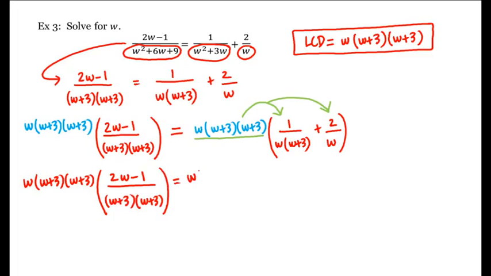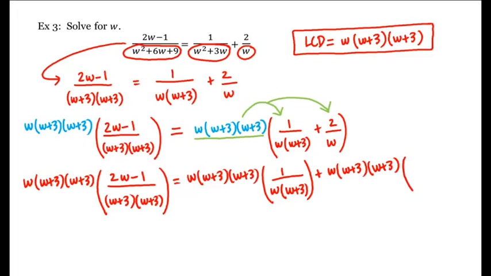is equal to w times (w + 3) times (w + 3) times 1 divided by w times (w + 3), plus w times (w + 3) times (w + 3) times 2 divided by w. And again, we can cancel these common factors both on the left and right, assuming, of course, that w does not equal -3. And as long as w is not 0, we can also cancel these common factors here.